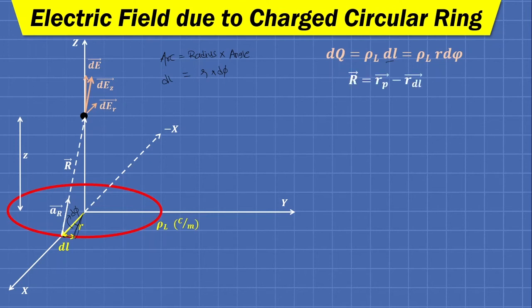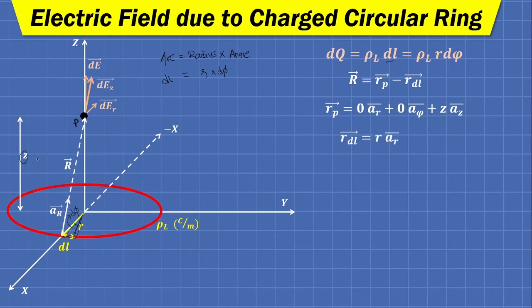The distance vector can be determined by r_P minus r_dl bar, which is the position vector of point P minus the position vector of the differential length. The position vector of point P in the cylindrical coordinate system can be written as 0 aR bar plus 0 a phi bar plus Z aZ bar. Because point P is on the Z axis, its R and phi components will be 0. Only the Z component will be non-zero, which is equal to the distance of point P from the origin, which is Z in our case.